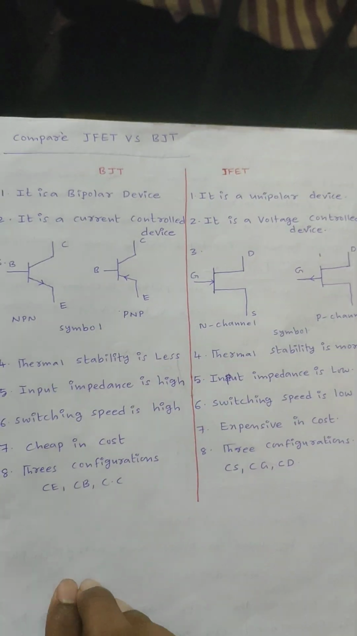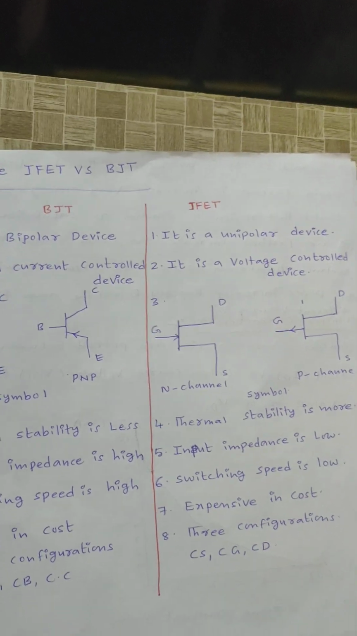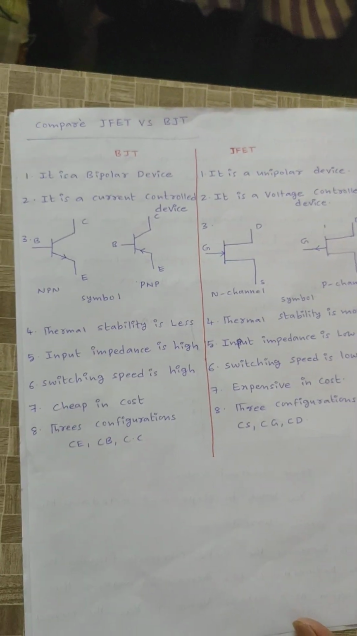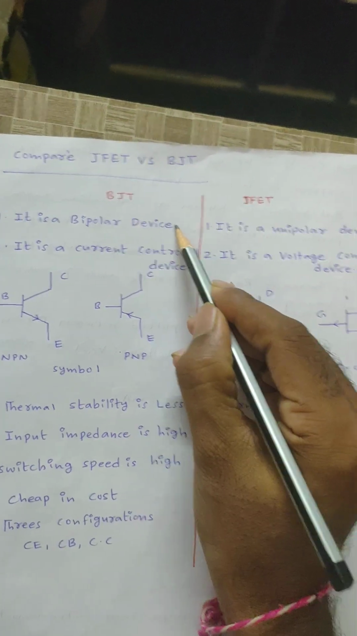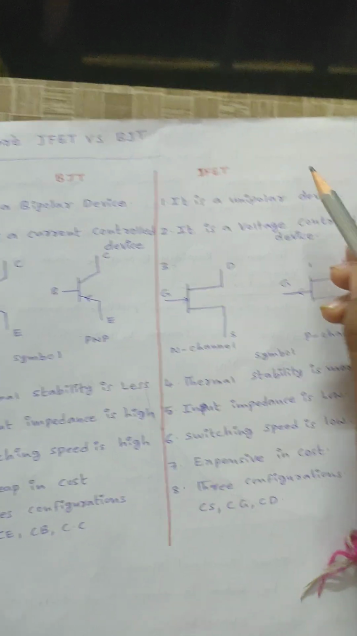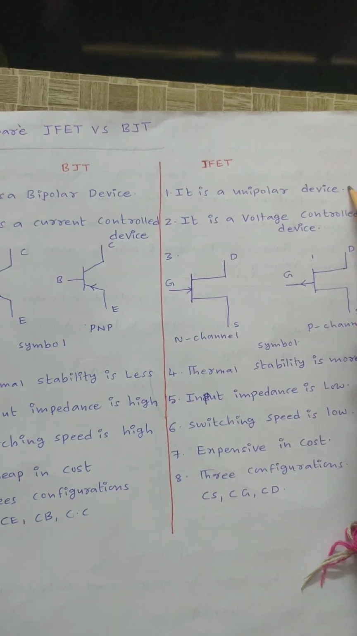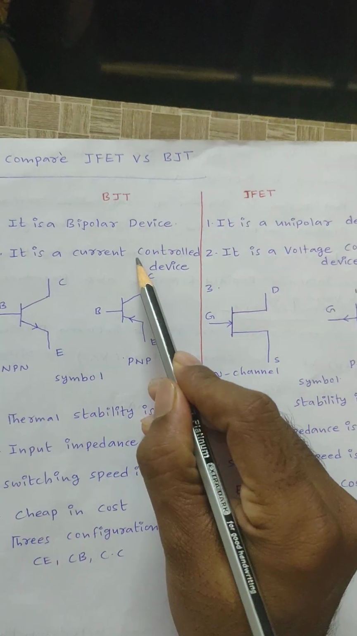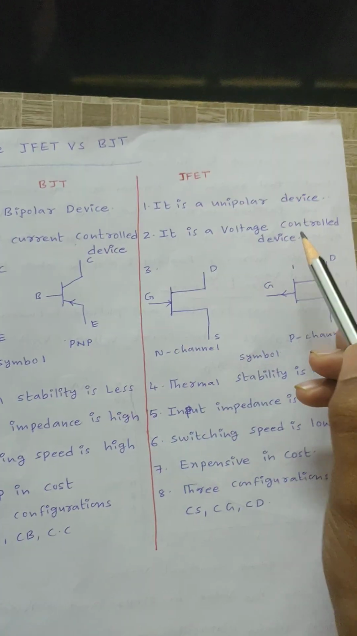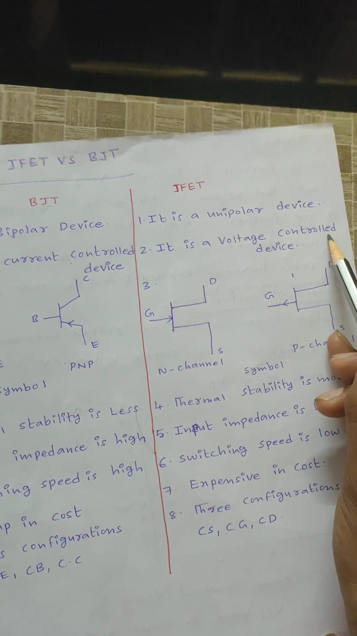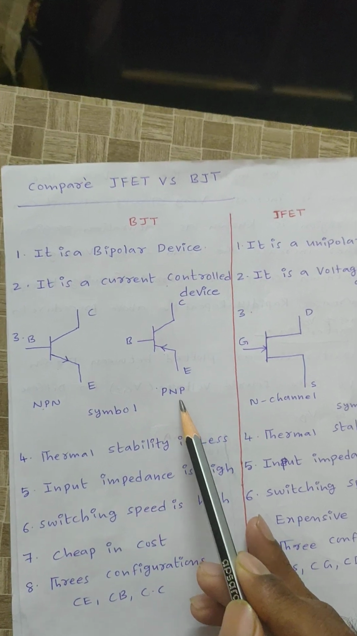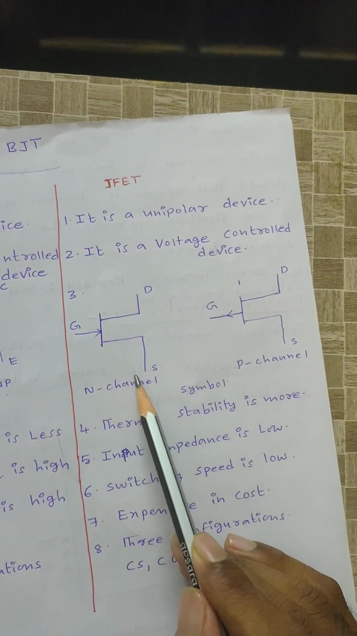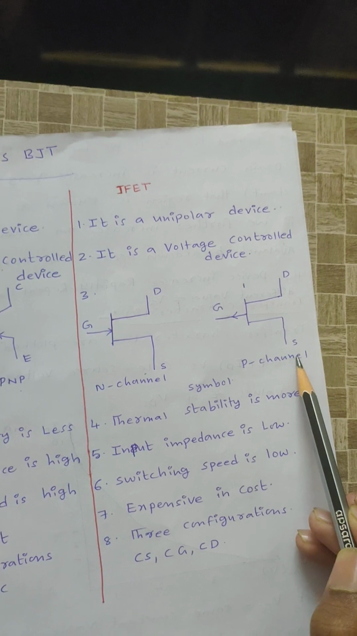Next very important question: compare JFET versus BJT. Observe here, BJT is a bipolar device, whereas JFET is a unipolar device. BJT is a current controlled device, whereas JFET is a voltage controlled device. These are the symbols of transistors: NPN transistor symbol and PNP transistor symbol. Here is the N channel JFET symbol and here is the P channel JFET symbol.